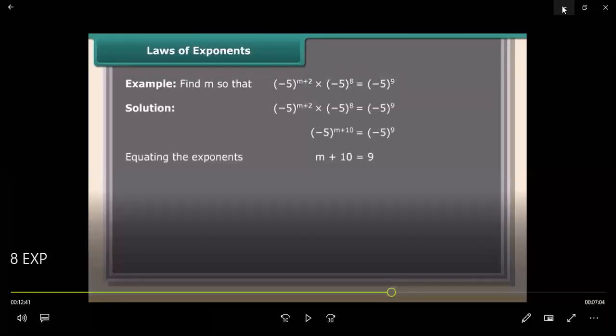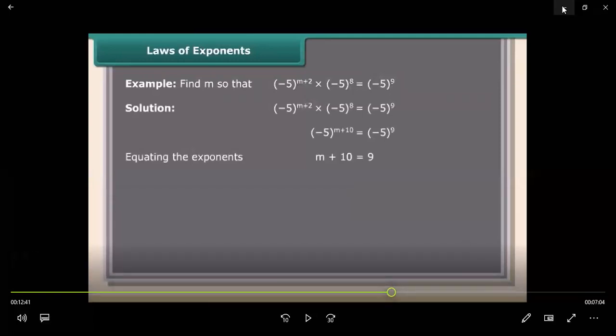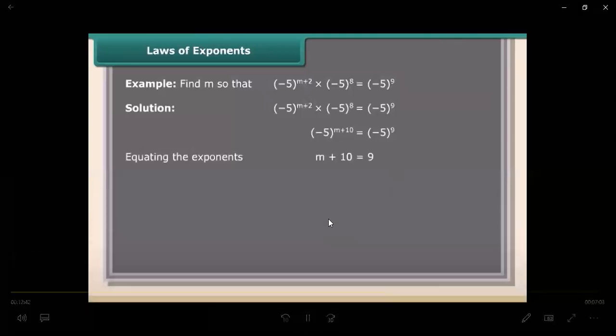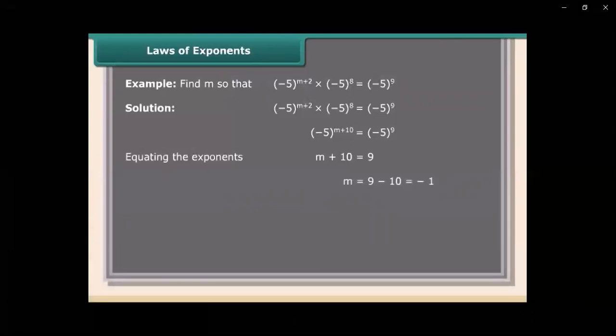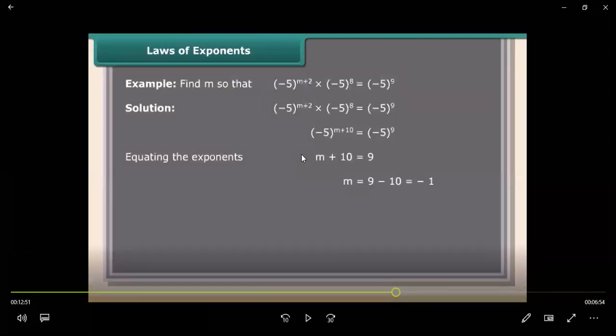Okay, so you can clearly see that on both sides of this equation the bases are the same. So keep this law in mind: if the bases are the same on both sides of an equation, then we can equate the powers also. So by equating the exponents, m plus 10 is equal to 9. Now by transposing 10 to the right hand side, we'll get our final value: m is equal to 9 minus 10, which is equal to negative 1. So remember this rule, that if bases are the same on both sides of the equation, then we can easily equate the powers.